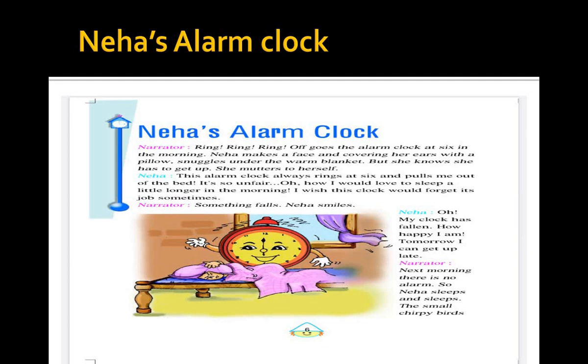Oh, how I would love to sleep a little longer in the morning. And she wonders how much she enjoys sleeping a little more in the morning.